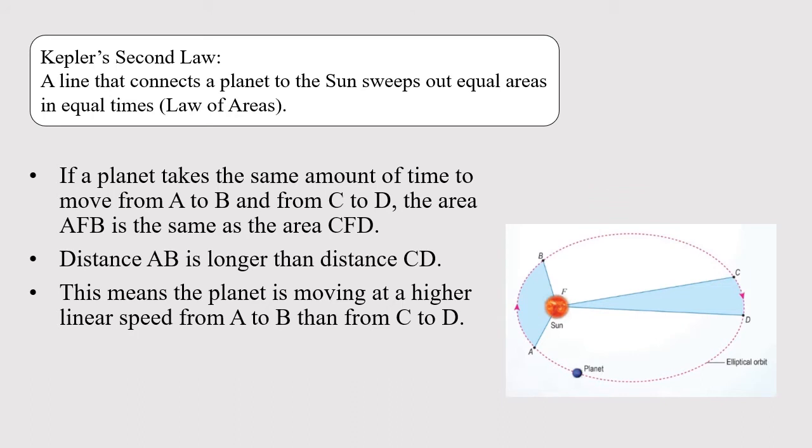Kepler's second law means a line that connects a planet to the Sun sweeps out equal areas in equal times. Law of areas. If a planet takes the same amount of time to move from A to B and from C to D, the area AFB is the same as the area CFD. Distance AB is longer than distance CD. This means the planet is moving at a higher linear speed from A to B than from C to D.